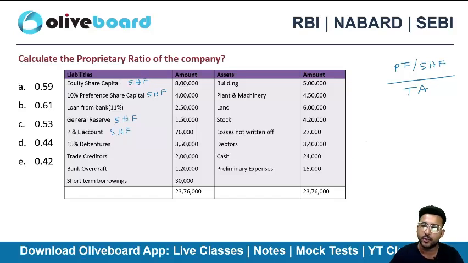And what is my total assets? That's very simple. This is my total assets, right? However, things are not so simple here. Why? Because in the asset side, you can see that we are having two fictitious assets, two fake assets we are having.